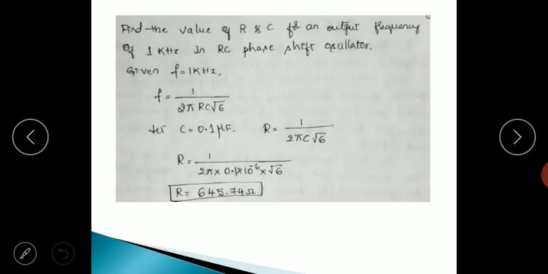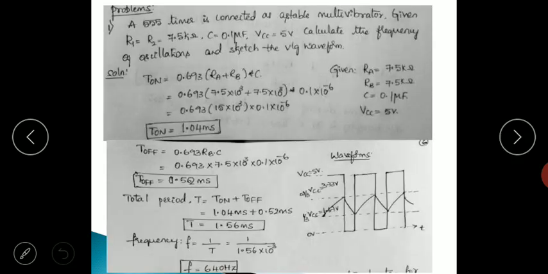Find the value of R and C for an audio frequency of 1 kilohertz in RC phase shift oscillator. Again same, assume C and find the value of R, because formula is 1 by 2 pi root 6 into RC. C is 0.1 microfarad. Substitute, you will get R is equal to 645.74 ohms, right?